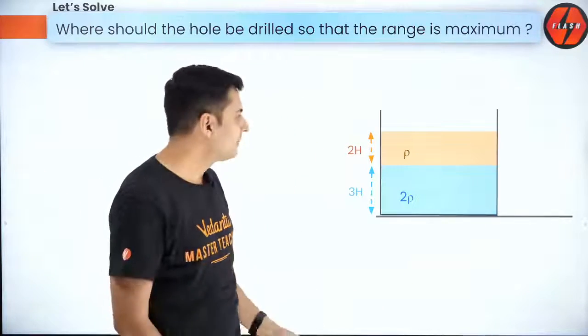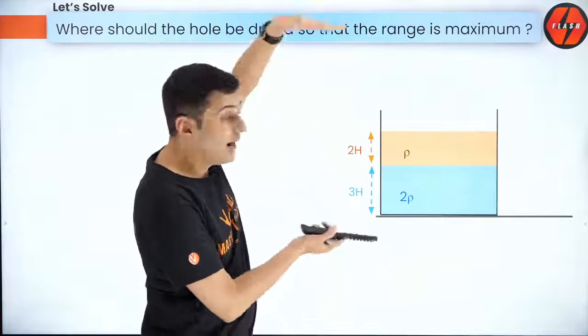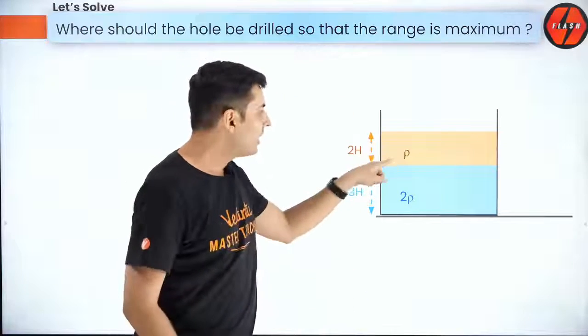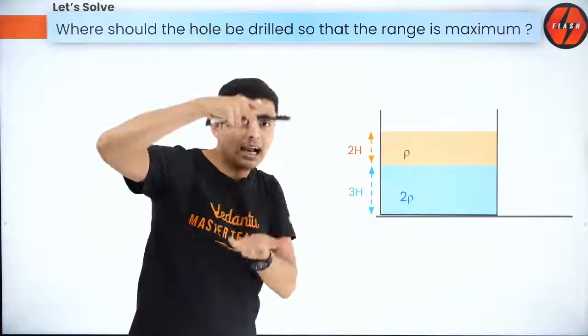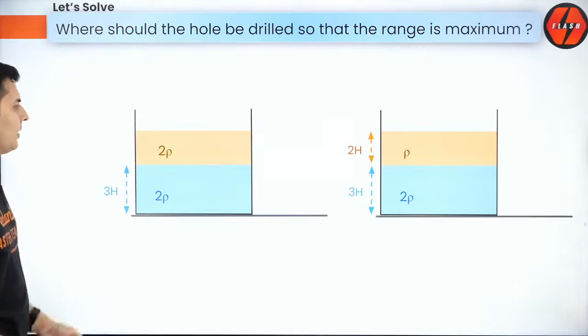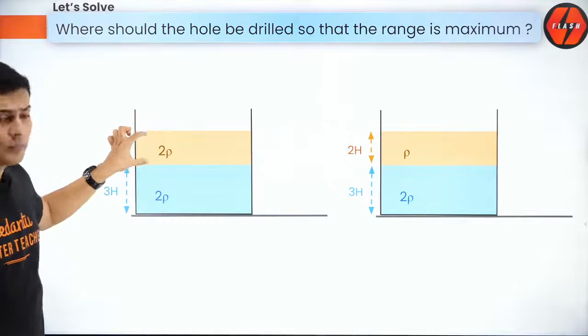No, it's not so simple. You can't just write 2 rho here, because then a liquid of higher density will create more pressure. So when you write it as 2 rho, it should create the same effect as the liquid of density rho. How do we do that? Think about it. I can't just write 2 rho over here. Think, what should I do?